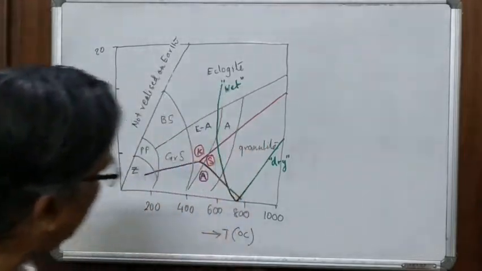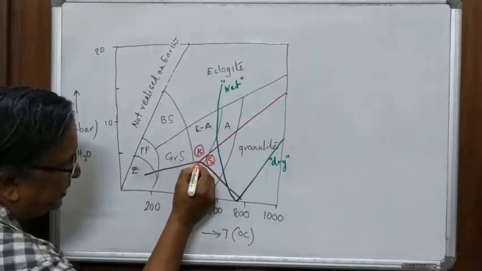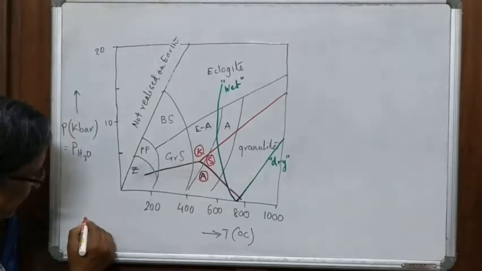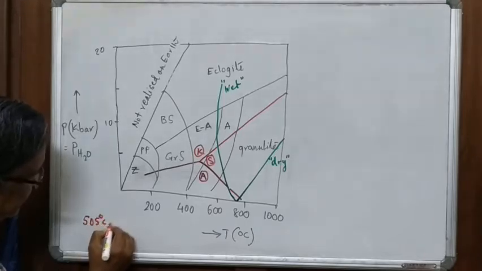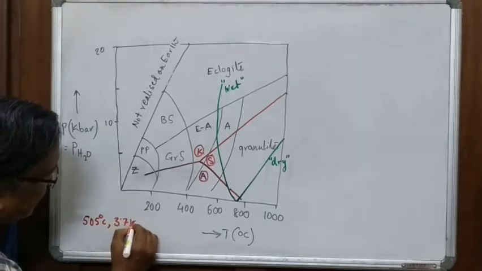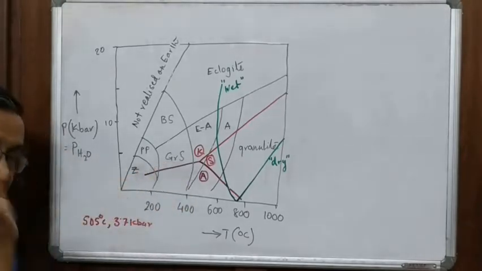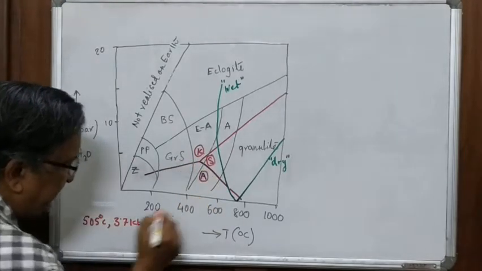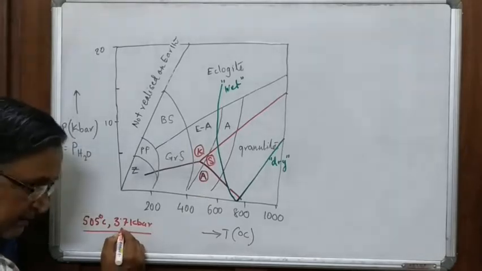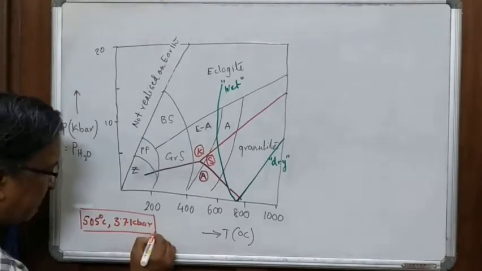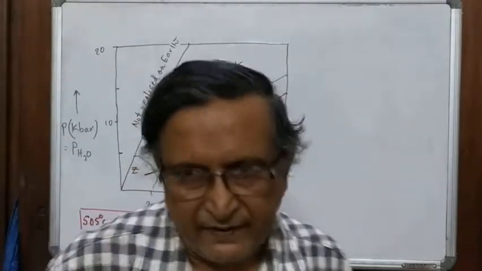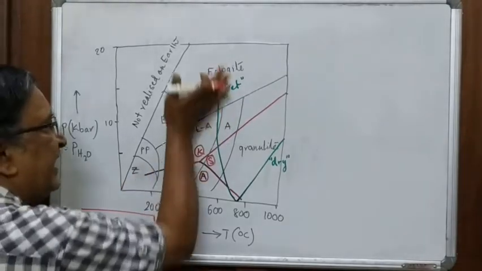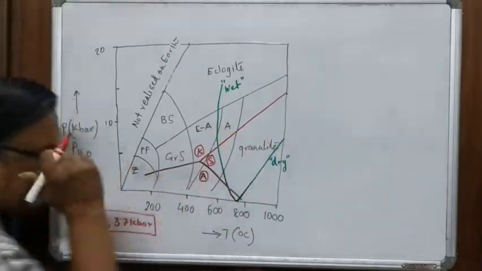The important point here, this point here, the triple point, occurs at roughly 505 degrees centigrade and 3.7 kilobars. This triple point, we have discussed this before. This is 5 kilobars, this is 3.7 kilobars, and 505 degrees centigrade. There are error bars associated with it, but this is a good number to remember. 505 degrees centigrade and 3.7 kilobars is the triple point. And this is the kyanite field, this is the sillimanite field, and this is the andalusite.